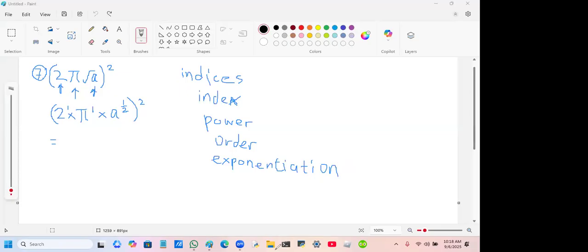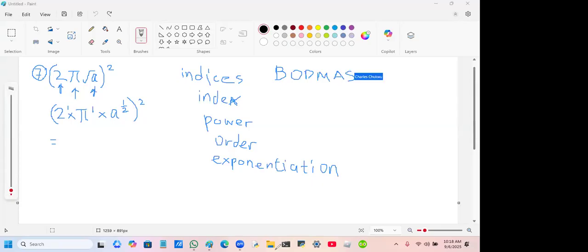Now, let me just stir your imagination a bit. Do you remember this acronym called BODMAS? What do you think the O in BODMAS means? Order. Thank you very much.